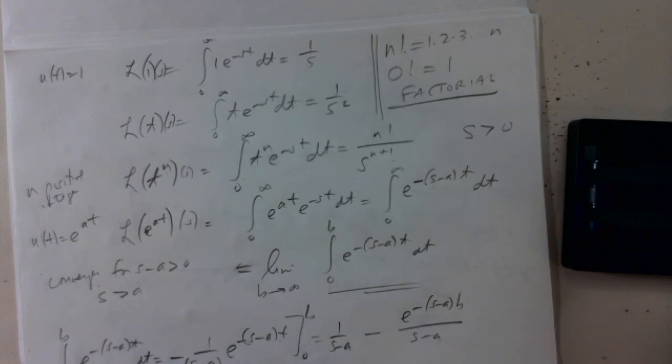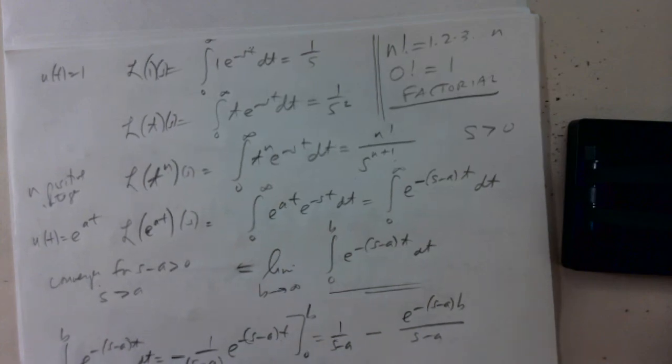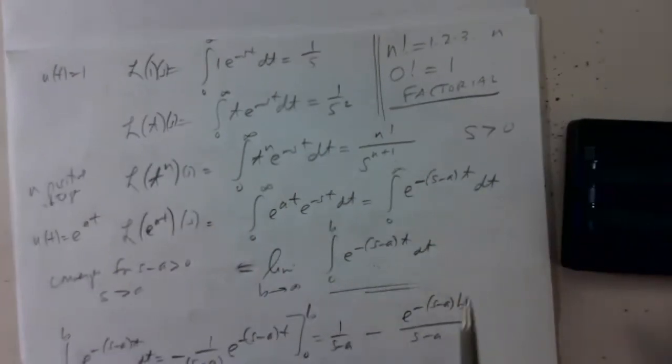And what is the limit of this as b goes to infinity? Because that's what I plug in here. This goes to 0, I'm left with 1 over s minus a. So I have that for s greater than a, the Laplace transform of e to the at is 1 over s minus a.